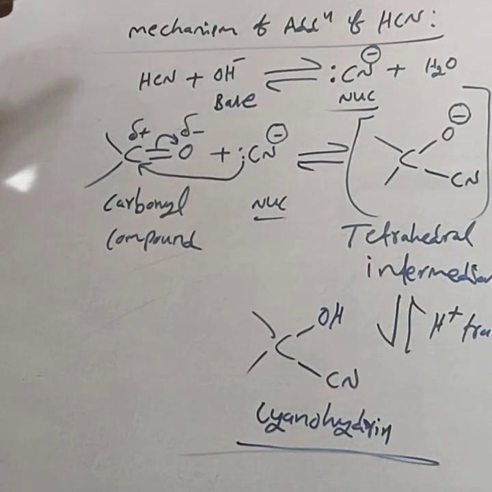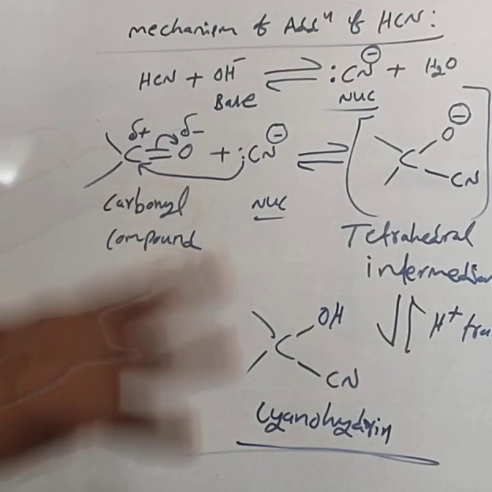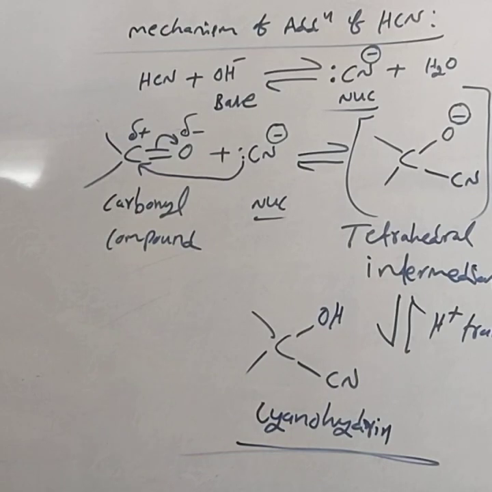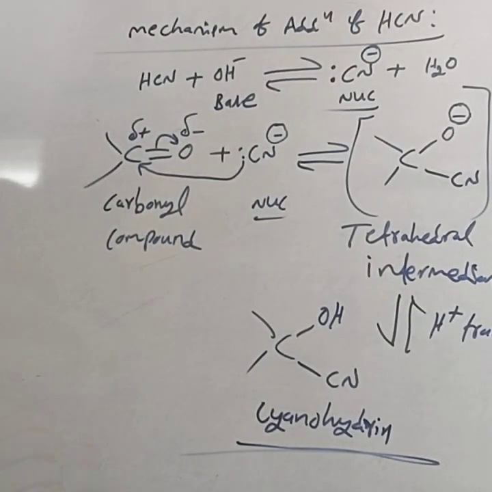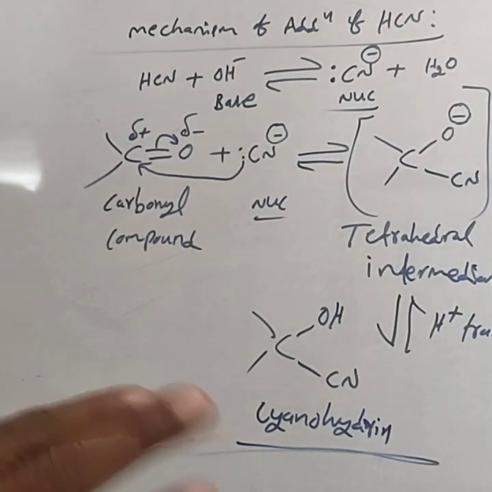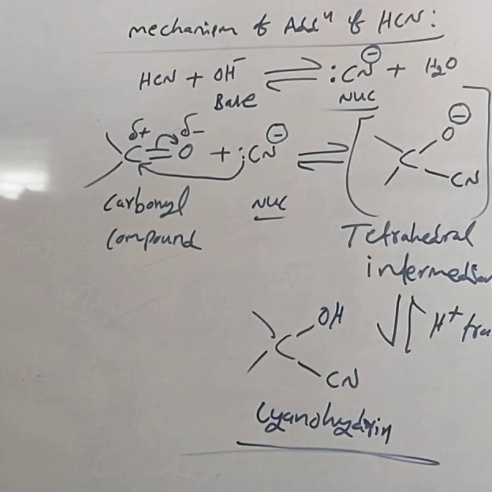You practice all these four mechanisms: SN1, SN2, dehydration of alcohol to alkene, and addition of HCN to the carbonyl compound. From these 4 mechanisms, definitely you get 5 marks. In the next class, you can consider other very important questions.